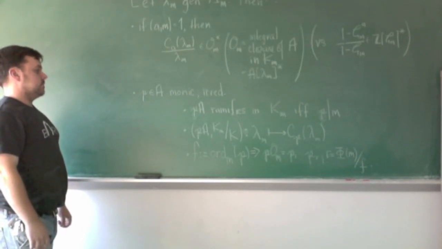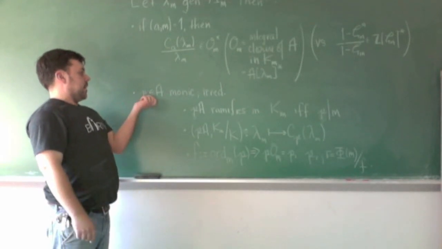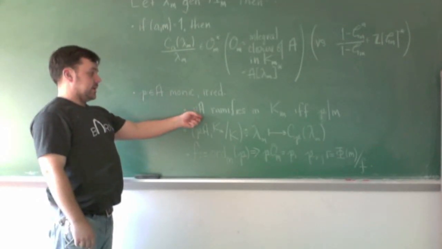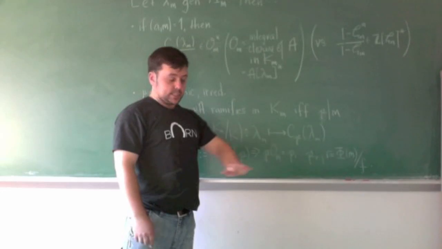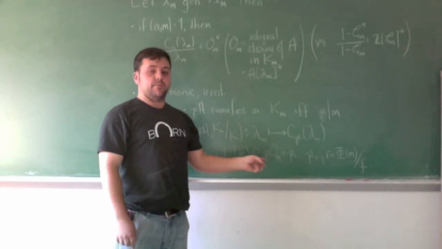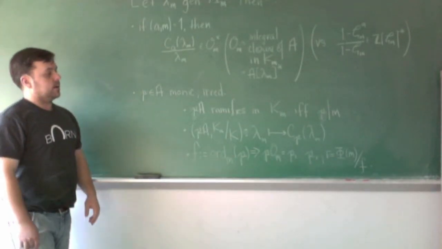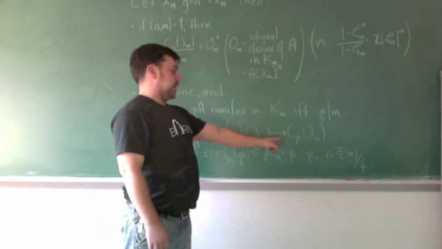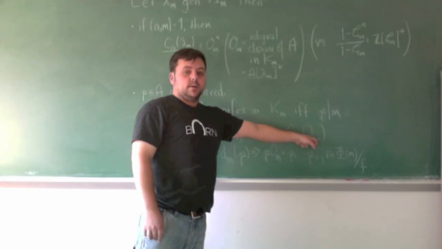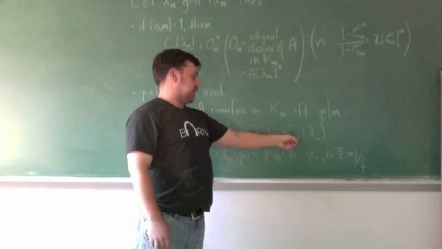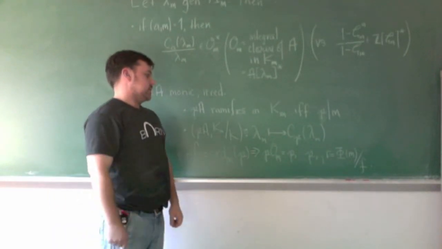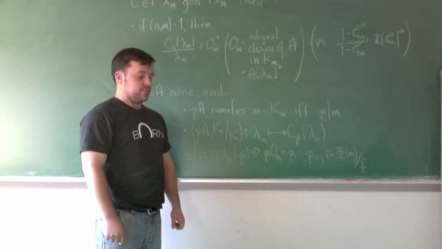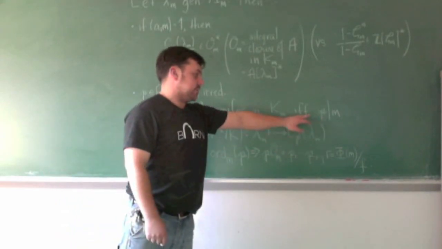Pick a prime, a monic irreducible polynomial P of A. The ideal generated by P in A ramifies in Km if and only if P divides M. This is exactly what goes on in the cyclotomic case: P will ramify in Q adjoin zeta m if and only if P divides m. We know the Artin automorphism is determined by mapping lambda m to C sub P of lambda m, basically exponentiating lambda m by P, or the analog of exponentiation. And this is exactly what happens in the number field setting: we get zeta m mapping to zeta m to the p.